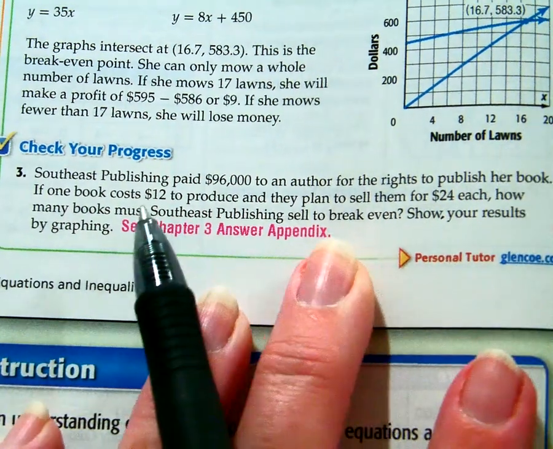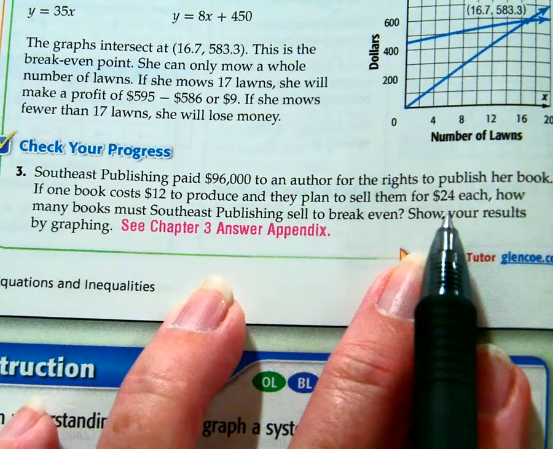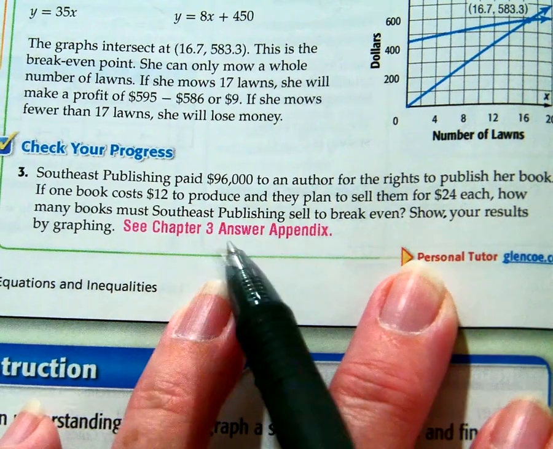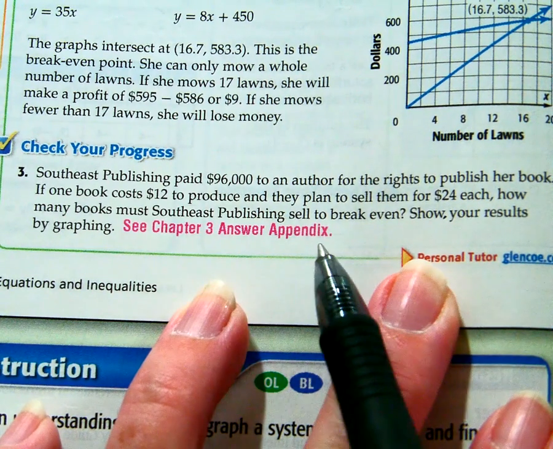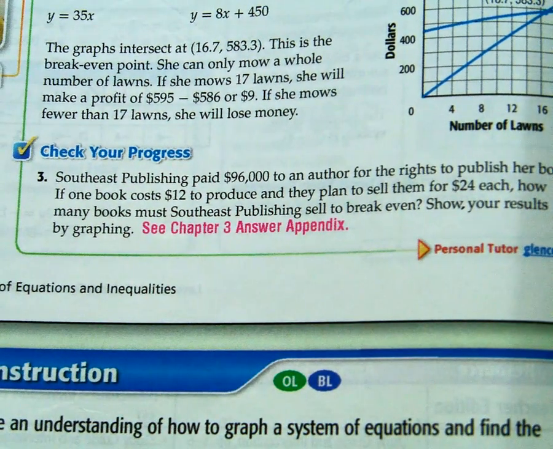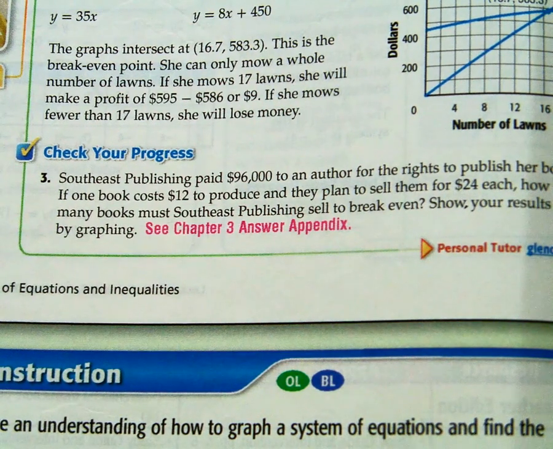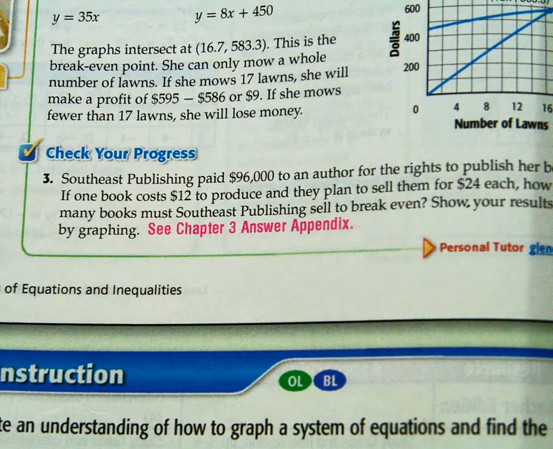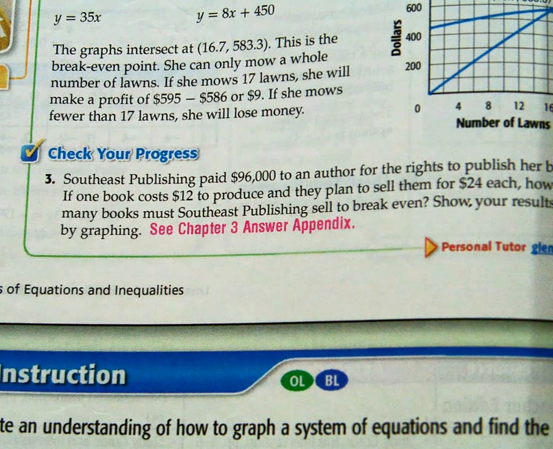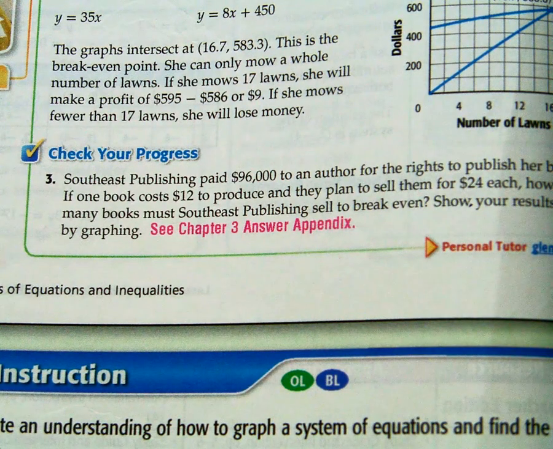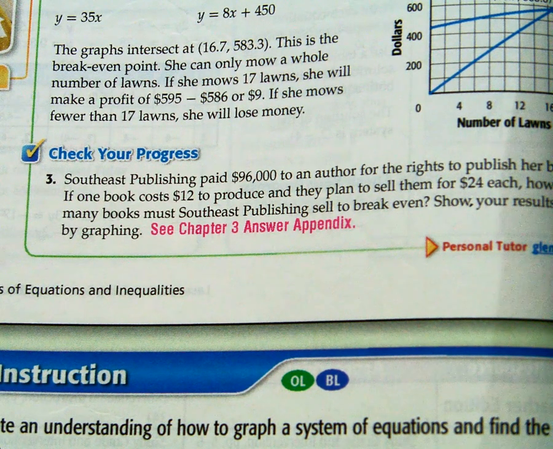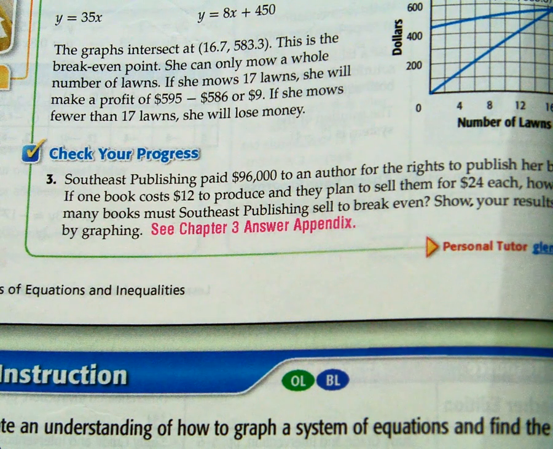If one book costs $12 to produce and they plan to sell them for $24 each, how many books must Southeast Publishing sell to break even? Show your results, and then we're going to solve this by graphing. So let's think about a break-even point. This is a really good practical application for when you would use a system of equations. A break-even point is something every business has to find, right?